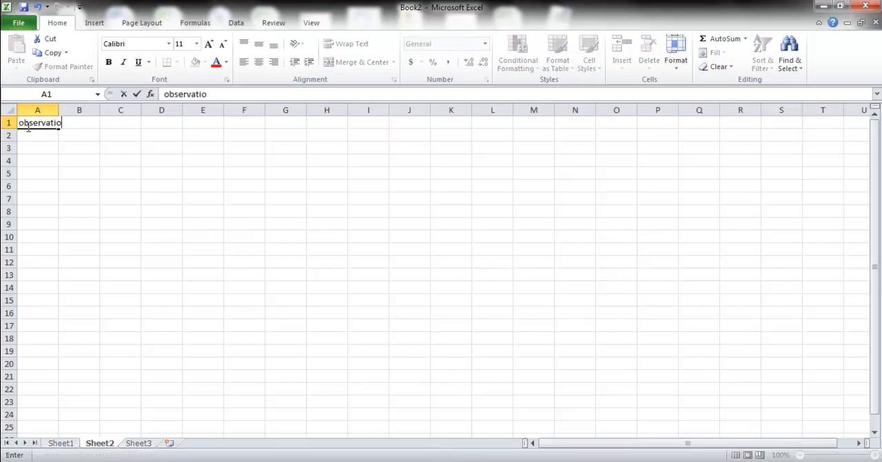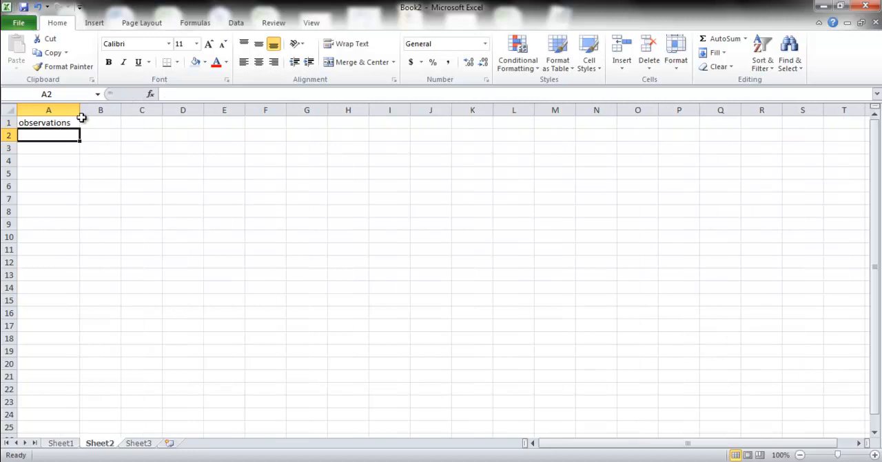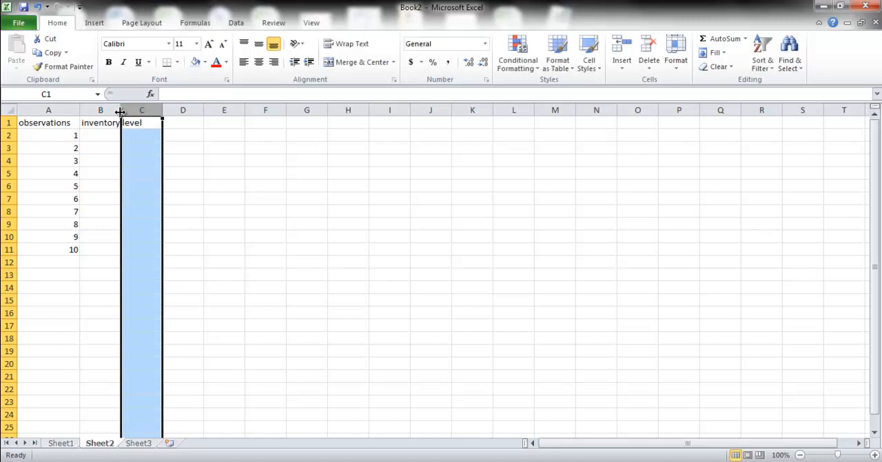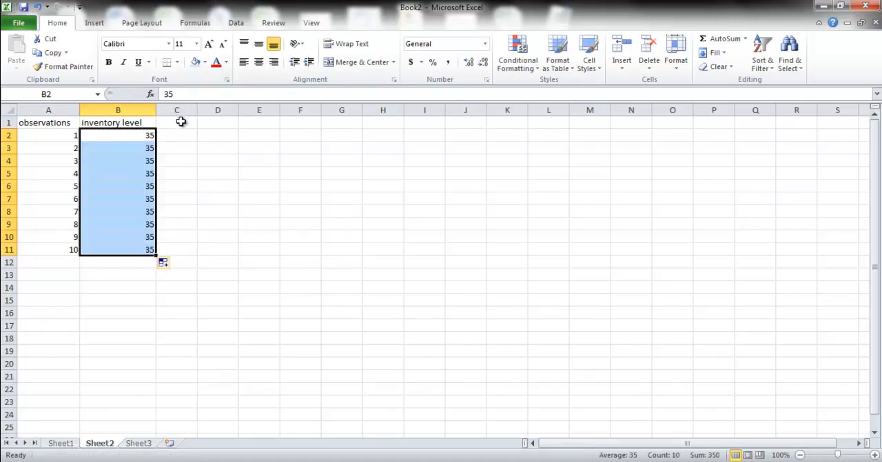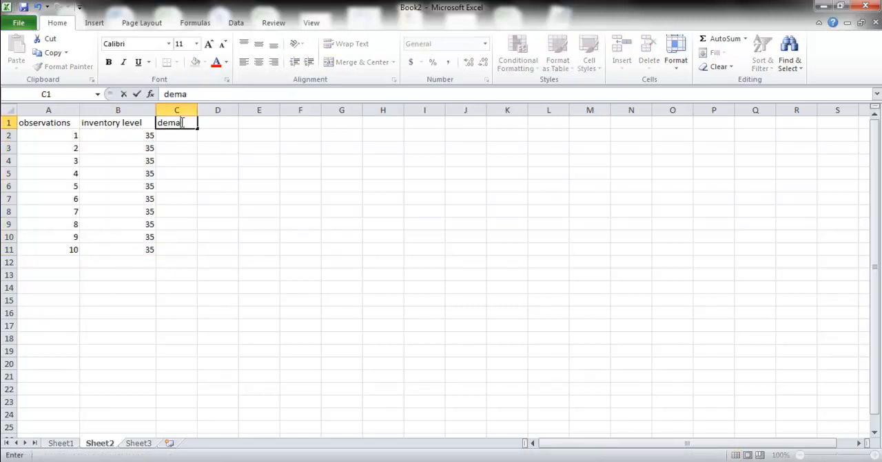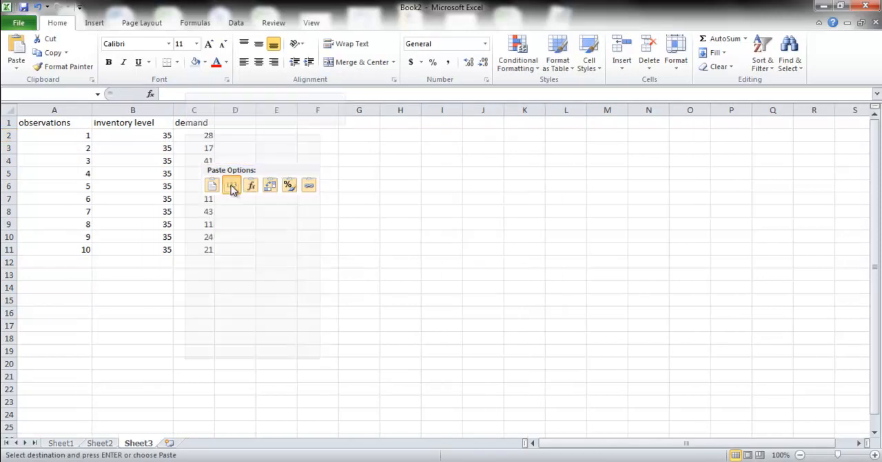So to start, we're going to enter some observations. These could be a period of 10 days. It could be 10 customer orders. It could be 10 months or 10 weeks. Here we're going to enter the inventory level that was available for sale at that particular time. Let us assume that it's 35 units at the start of each of those observations. And here we're going to enter a theoretical demand, some demand.